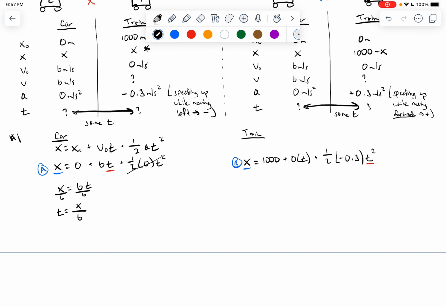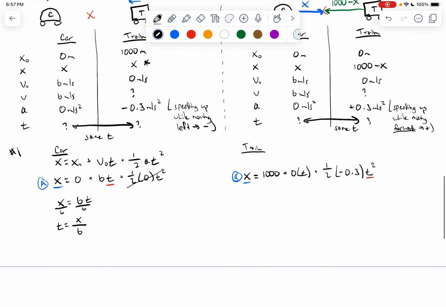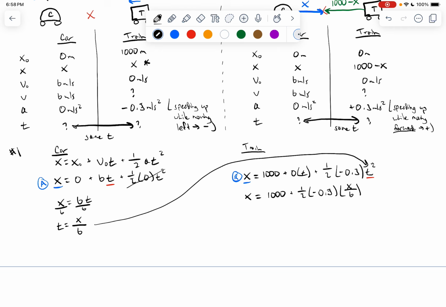Now that we know that our car has been traveling for x over 6 seconds, and we know the train is also traveling for the same amount of time, we can now plug this time in over on the right side. So we're going to have x is going to be equal to 1,000. Our 0 times t is going to cancel out. We're left with 1/2 times negative 0.3 multiplied by x over 6, quantity squared.